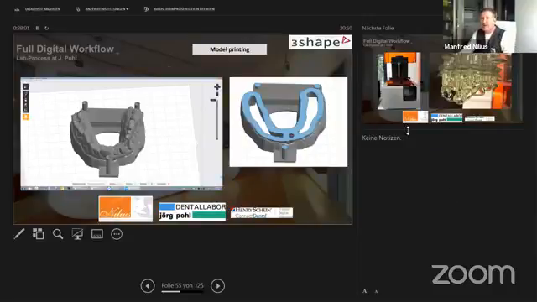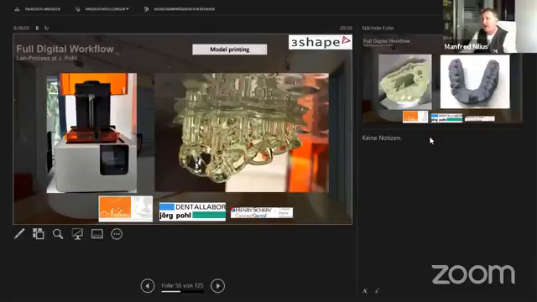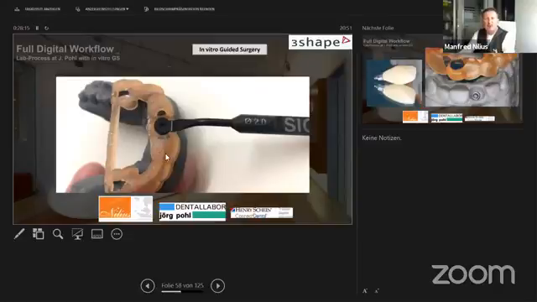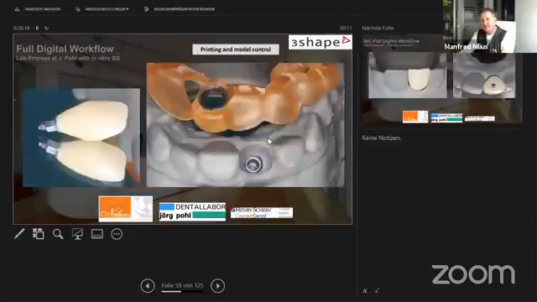These are the lab procedures for model printing. Then we have a digital workflow made by our lab technician with printing. And finally, on the printed model, we also print the template for guided surgery. Here you can see a prefabricated crown before extraction of this infected and broken root.